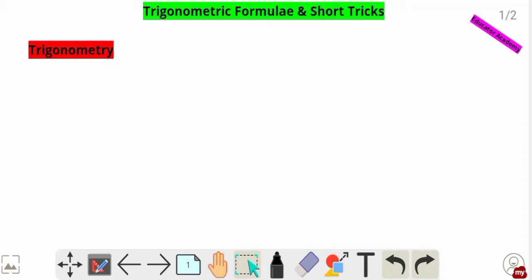So guys, in this video we will discuss trigonometry and trigonometric formulas and their shortcuts. So guys, don't skip the video, watch till the end. We will discuss trigonometry.